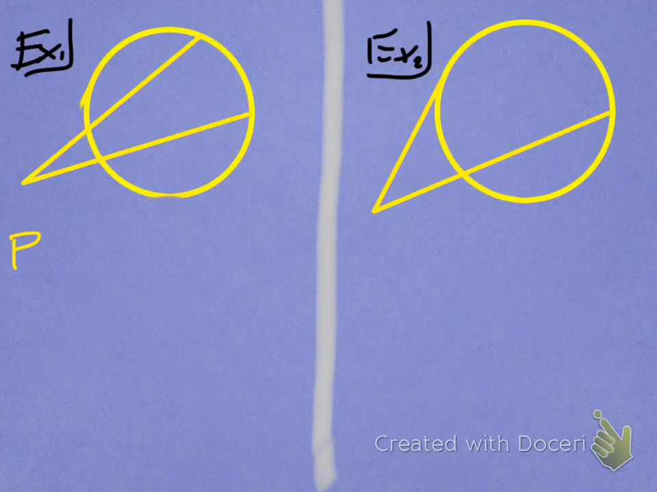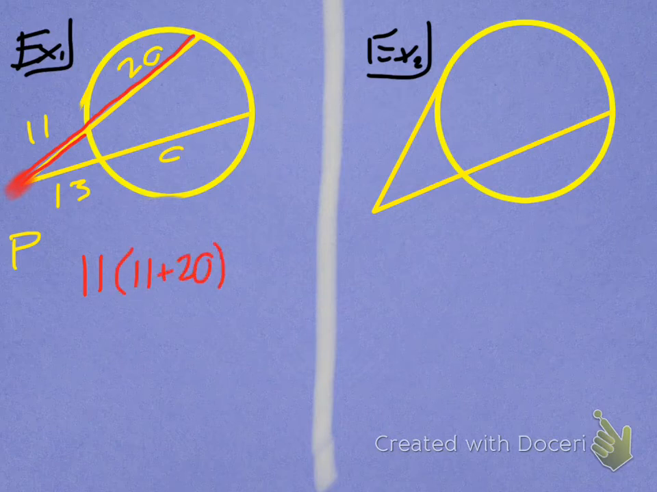I can say that this is a length of 11, this is a length of 20, this is a length of 13, and this we want to solve for is C. Well, again, starting at my point, starting here, I want to travel along one of my two paths. So I'm going to pick this path first, the higher of the two paths. That's a length of 11 times along the same path, right? Along the same path. How long is this length here? Well, I went 11 and then 20 more, which is 11 plus 20, right?